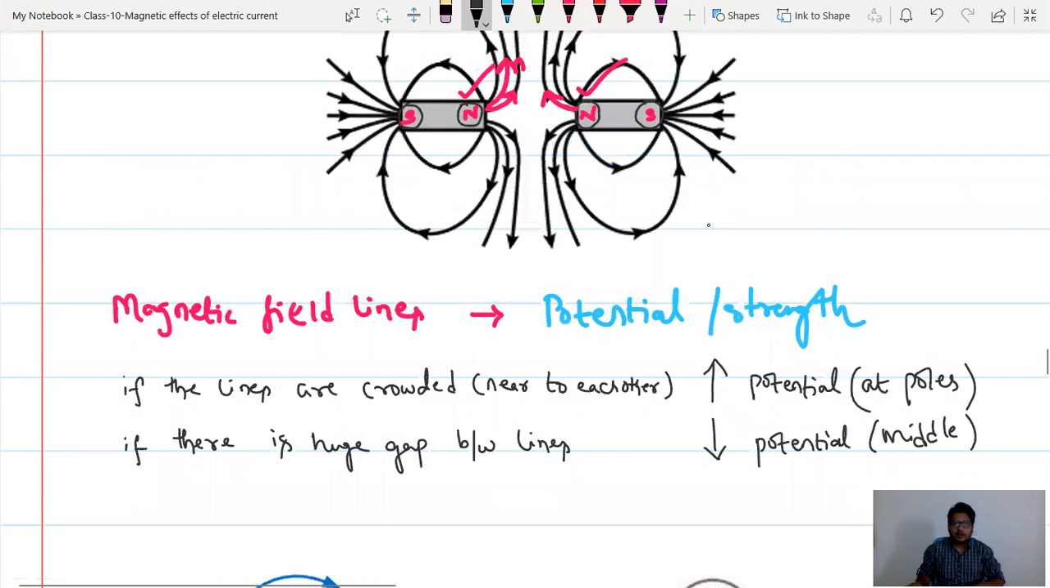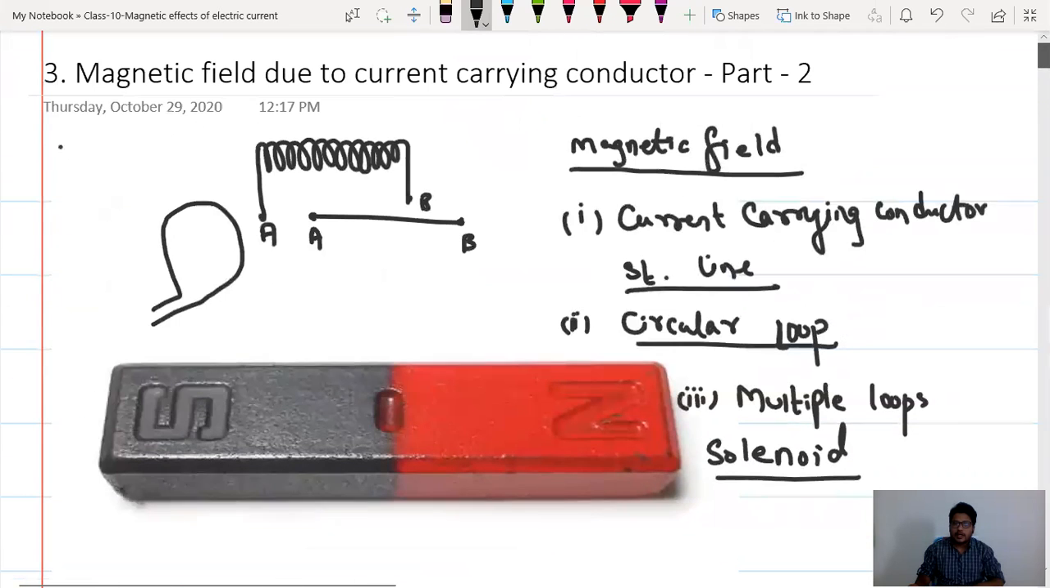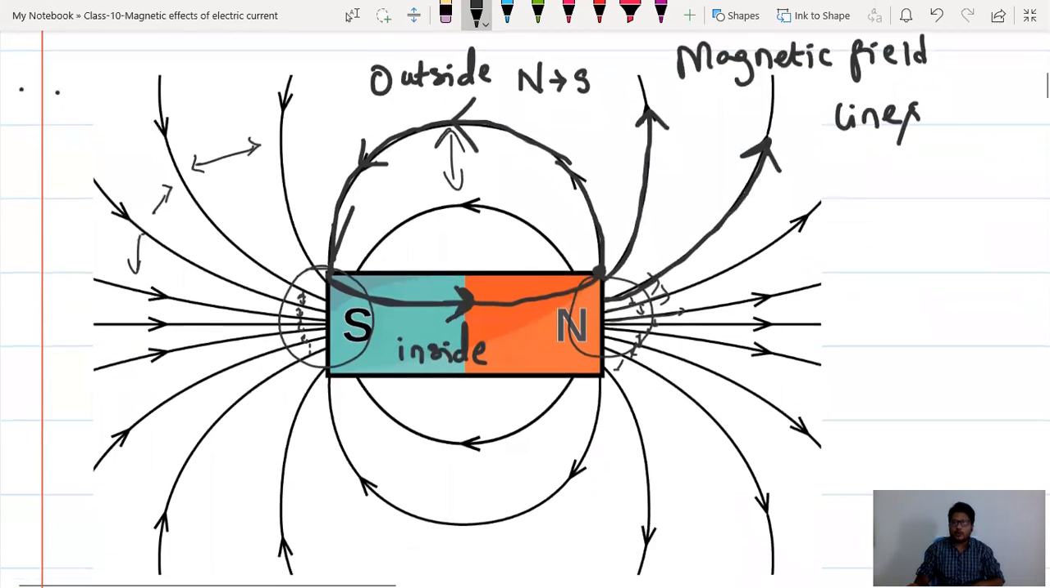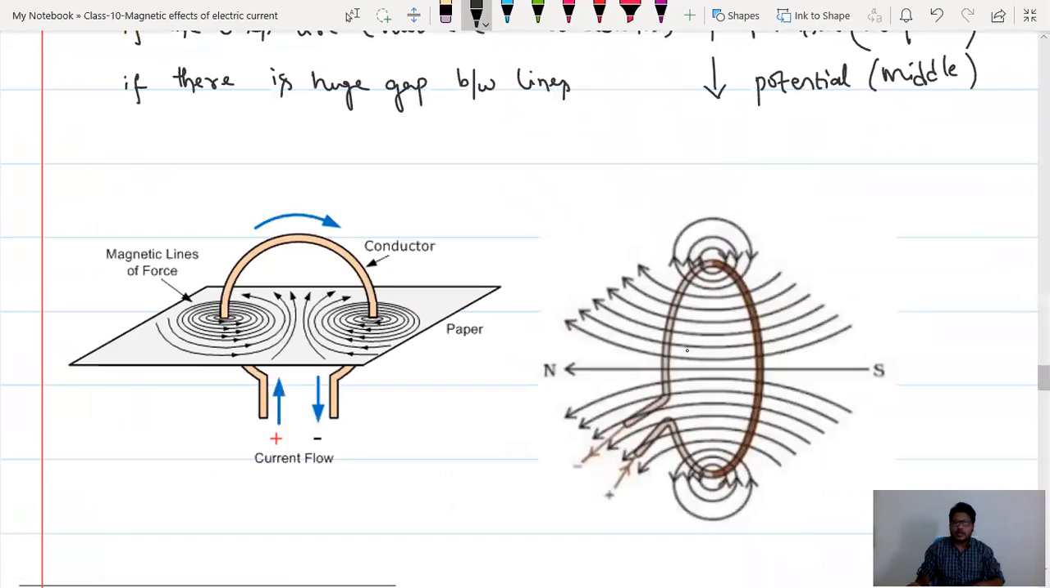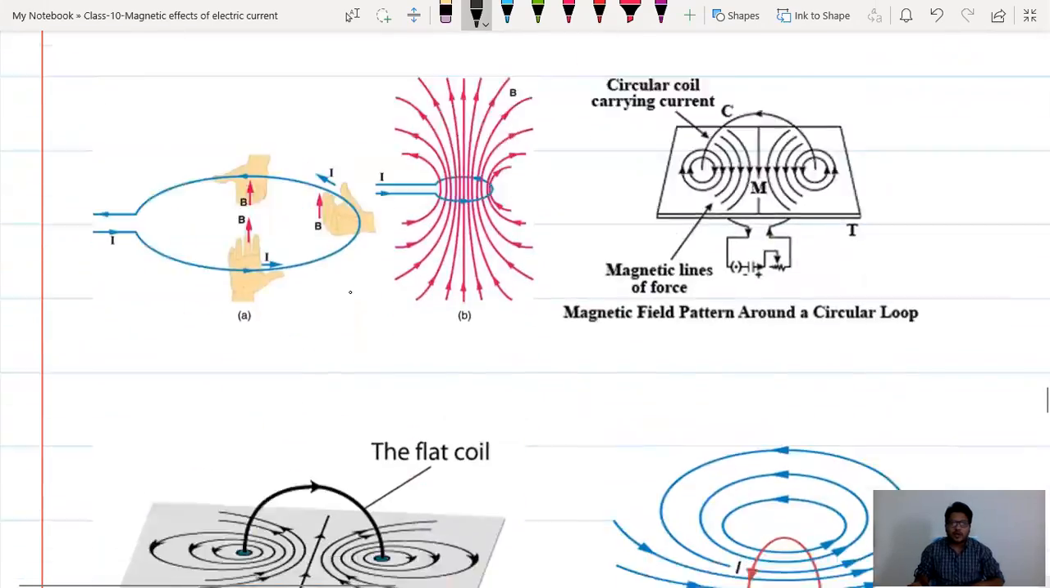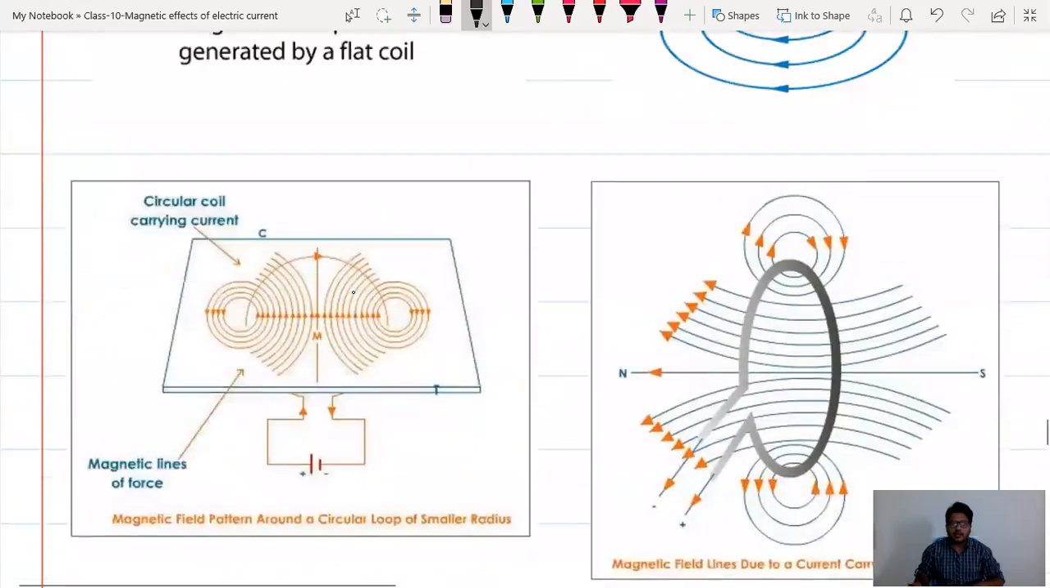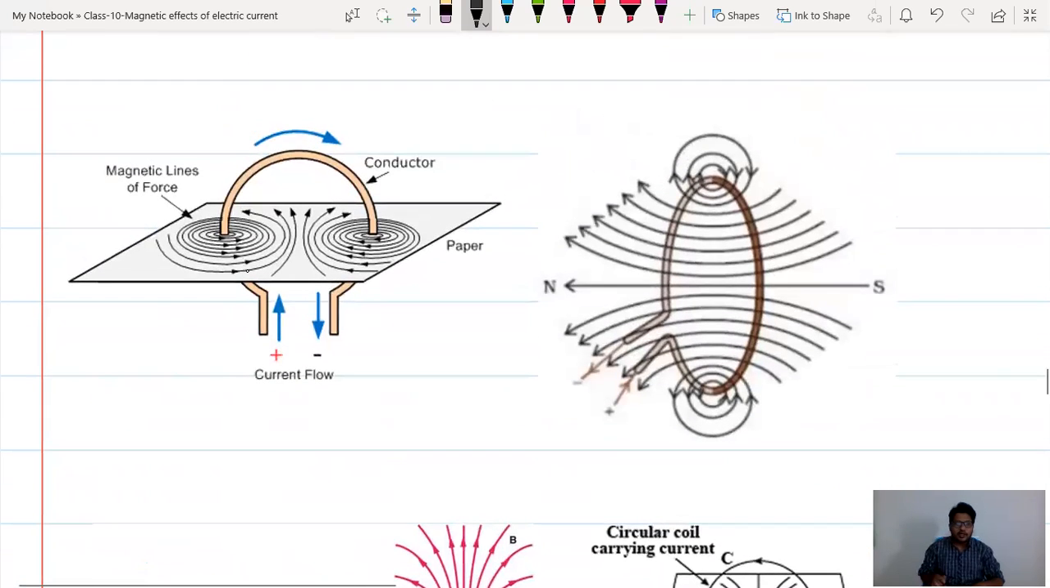Next, till now we have discussed, so in the beginning of the lecture I told, in this lecture we are going to learn magnetic field around current carrying straight conductor. Second one, circular loop. Now let us see circular loop. Guys, this is circular loop. There are more diagrams you can analyze, you can learn. I'll explain each and everything. Consider this is the circular loop. So this is the point, and here is another point which is connected to circuit.